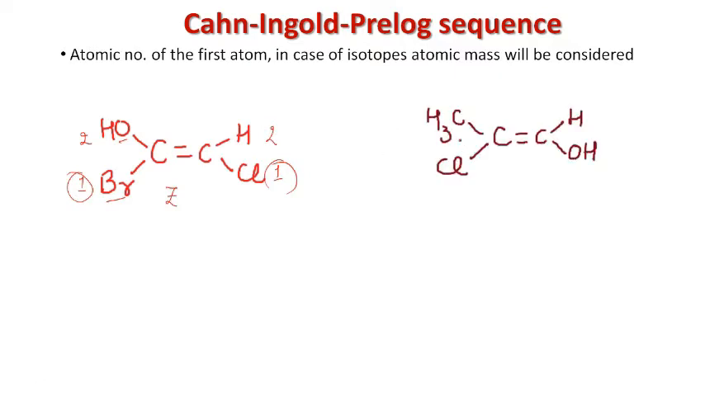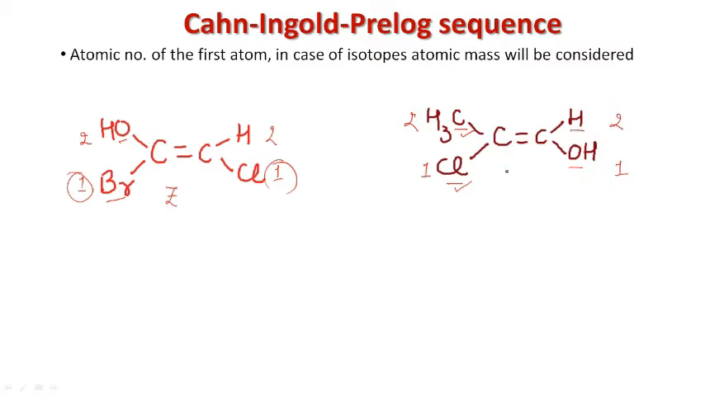Here in this case the first atom attached to this double bonded carbon is carbon, and here it is Cl. We will consider the atomic number to decide the priority of the substituent groups. Here carbon has a lower atomic number compared to chlorine, therefore this is given number 1 and this is given second priority. Here in this case hydrogen and oxygen, oxygen has the higher atomic number, therefore it is given priority number 1 and this is given priority 2.